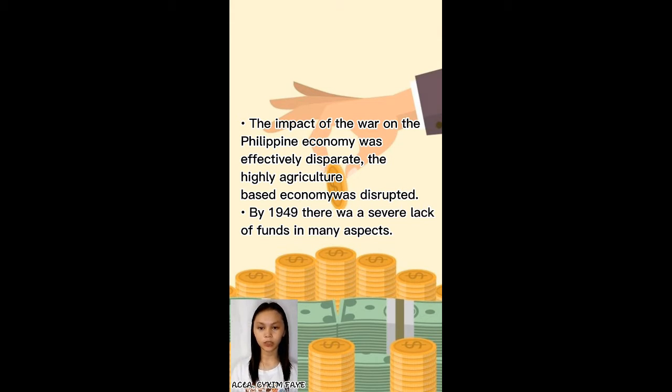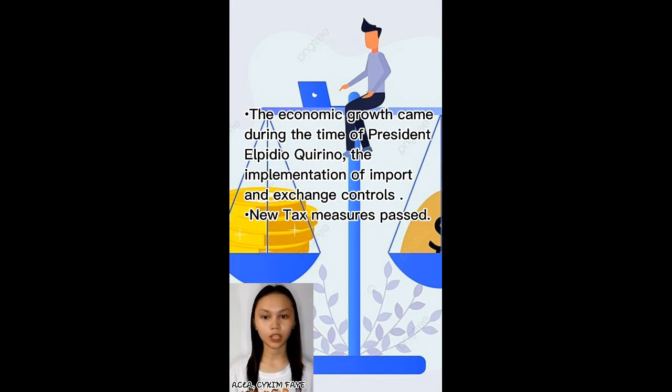The heavily agricultural-based economy was shattered. By 1949, many aspects of governance such as the military and education sectors were severely underfunded. The impetus for economic growth came during the time of President Elpidio Quirino, through the implementation of import and exchange controls that led to import substitution development. New tax measures were also passed, which included new higher corporate tax rates that increased government revenues. Tax revenue in 1953 increased twofold compared to 1948.